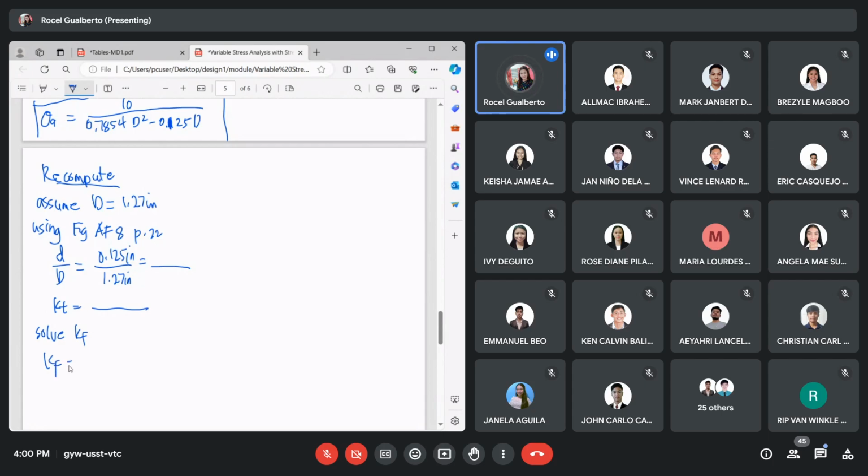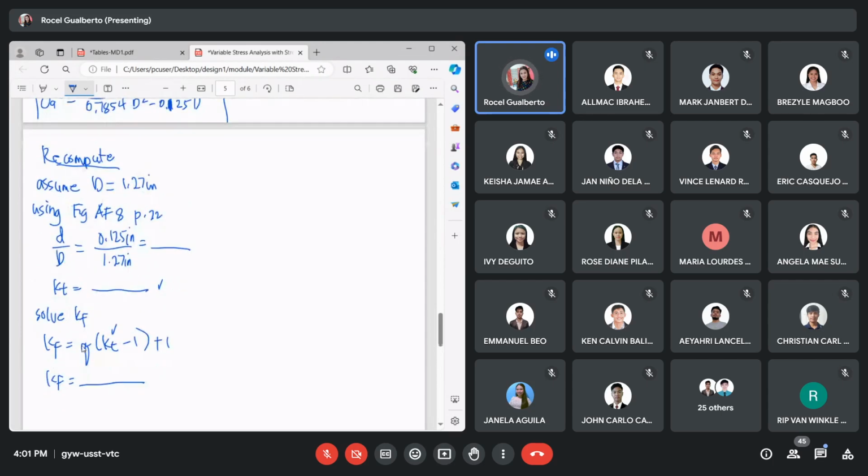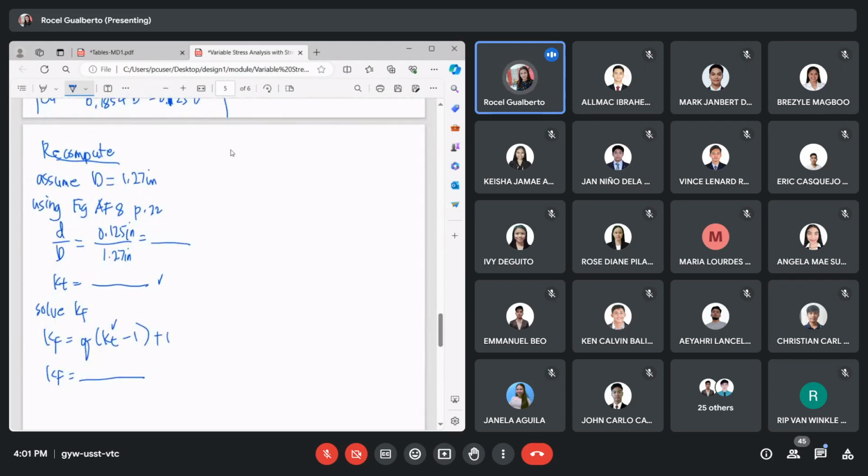Kf is equal to q times (Kt minus 1) plus 1. Ang Kt na gagamitin mo dito ay yung bago, nung nagbago ka na ng assumption. So, you would have a new value for Kf. And then ano ang isusunod mo diyan? Pag may bago ka nang value ng Kf, you substitute again to Soderberg.